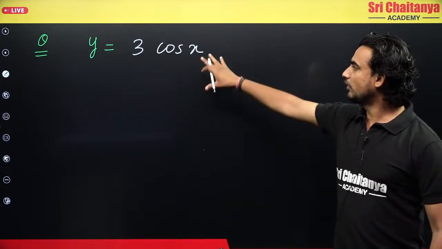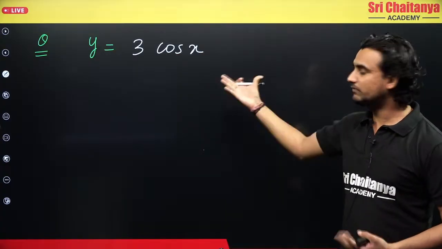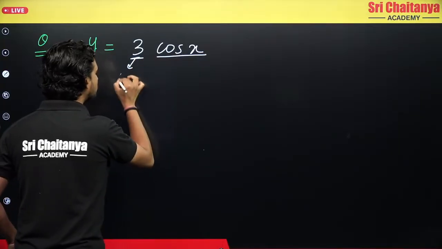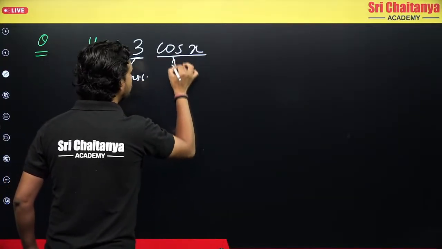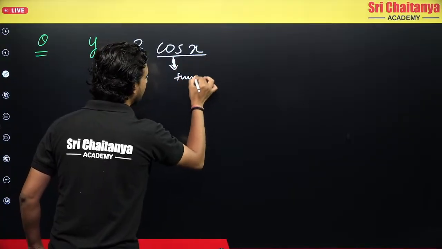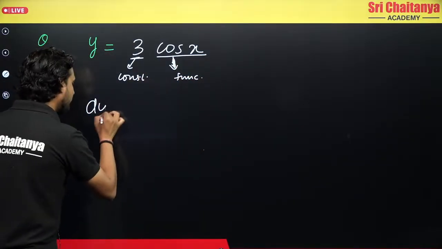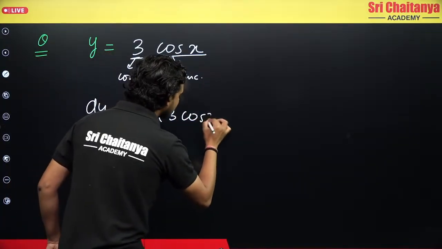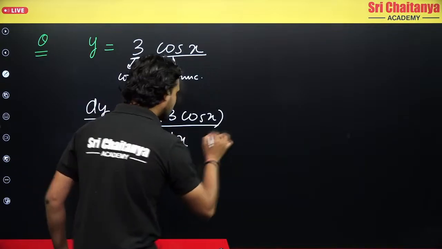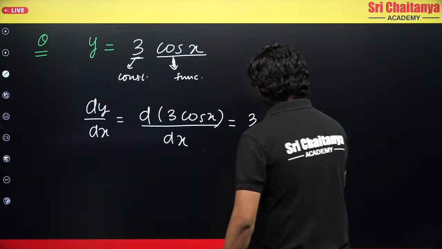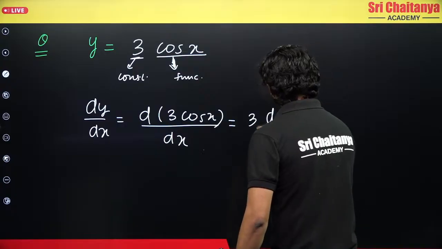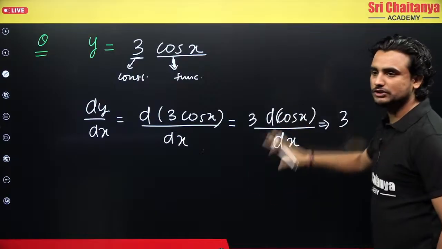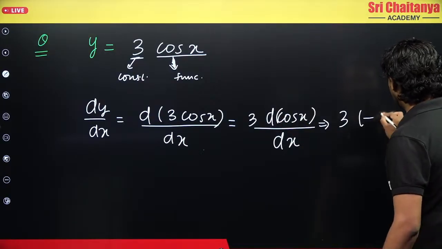So let's suppose I want to differentiate this. What to do in this differentiation? This is my function cos x, and this is a constant value. So dy by dx will be equal to differentiation of 3 cos x with respect to x, and this 3 comes out. So 3 times differentiation of cos x with respect to x. This 3 we can write as it is, and differentiation of cos x is equal to minus sin x.